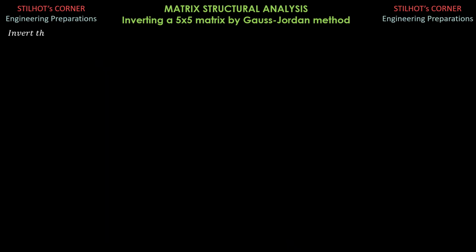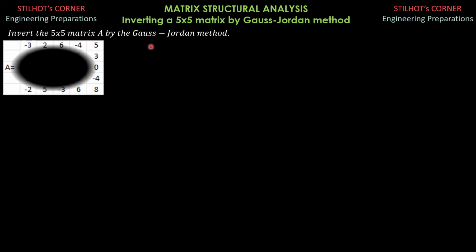This time, let's invert a 5 by 5 matrix by the Gauss-Jordan method. So here's the given problem, matrix A, and this is actually also the same problem, and we inverted it by the adjoint method in the preceding problem or video.